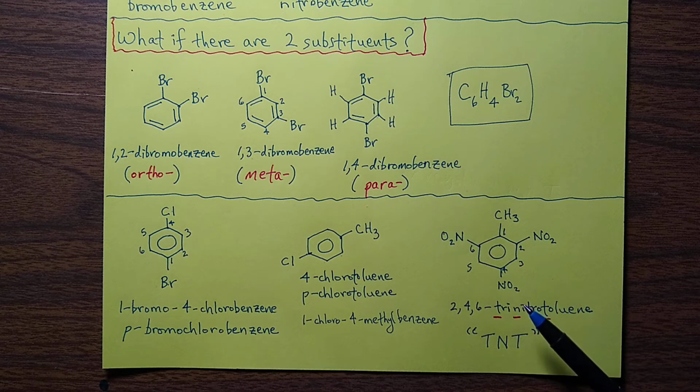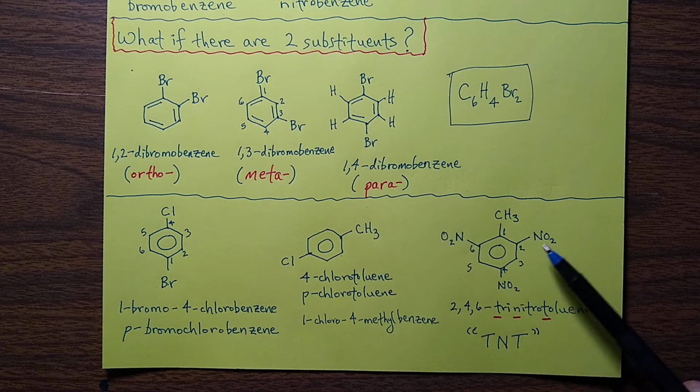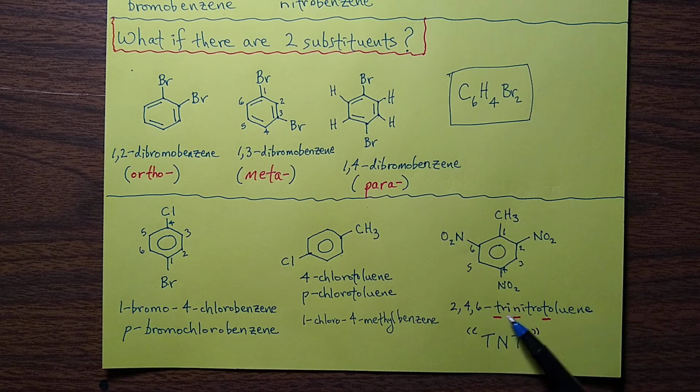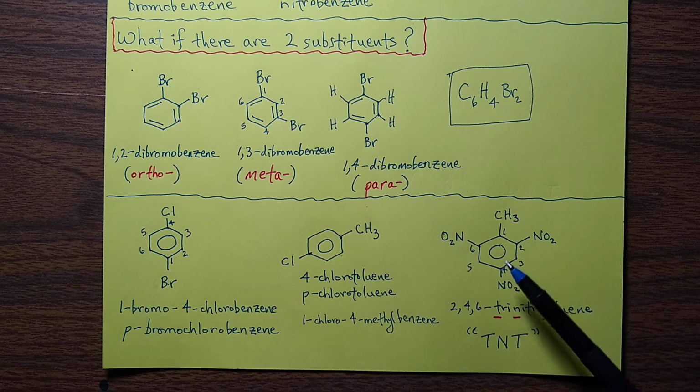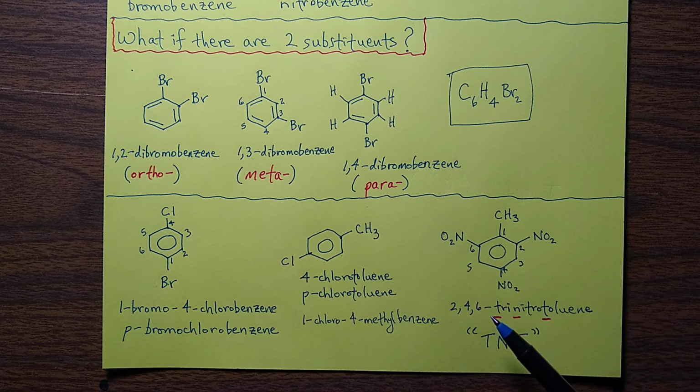So we have to do two things. We have to tell you what they are by giving you the prefix. And then we also have to tell you where they are by using a number. So the numbering of the ring is going to matter. It's going to matter if you go clockwise or counterclockwise in some cases. In some of these that I've given you, it doesn't because they have symmetry. But in this case, why is this 2,4,6 trinitrotoluene?